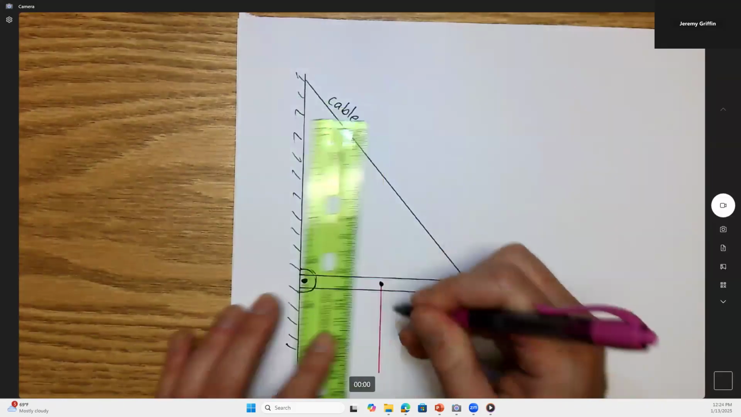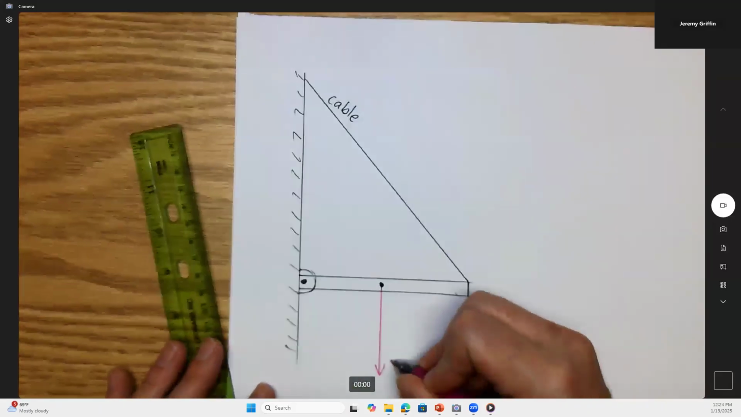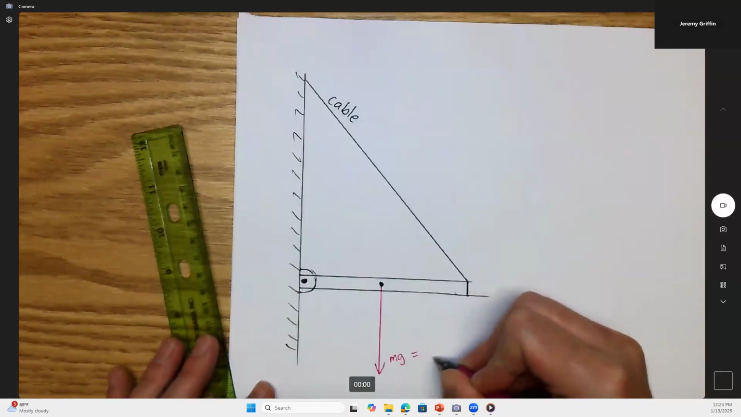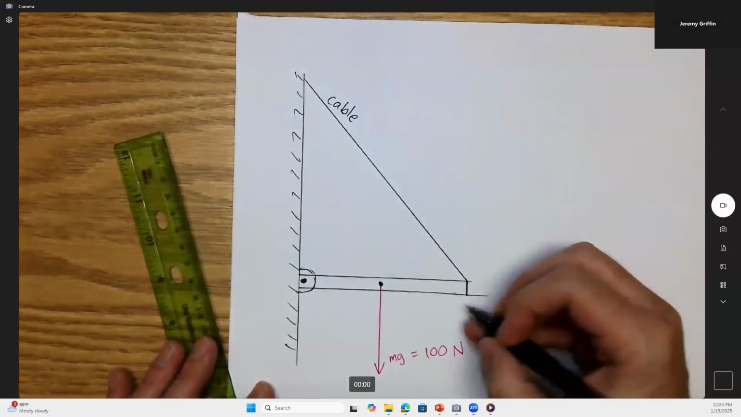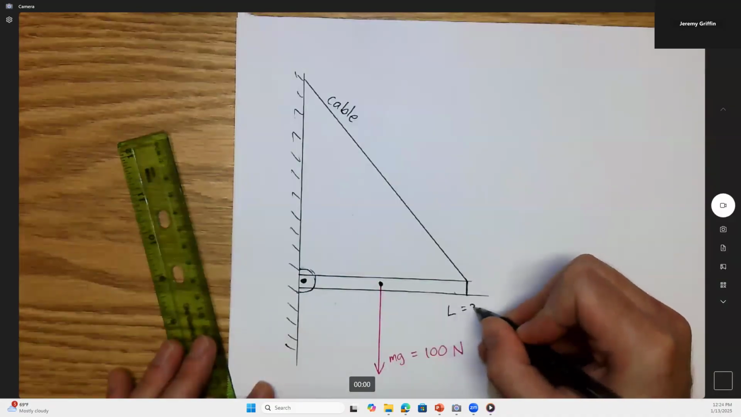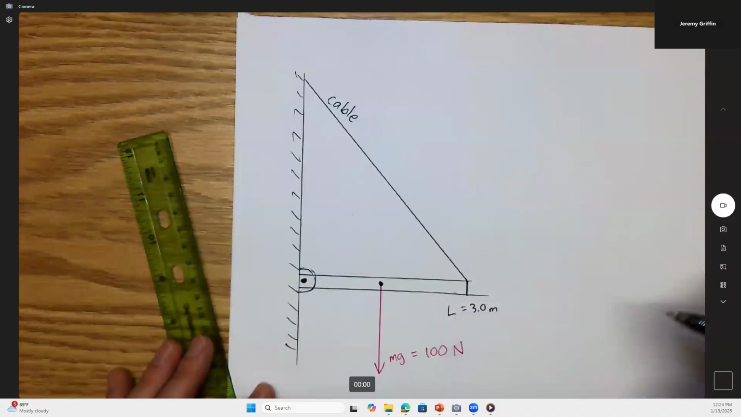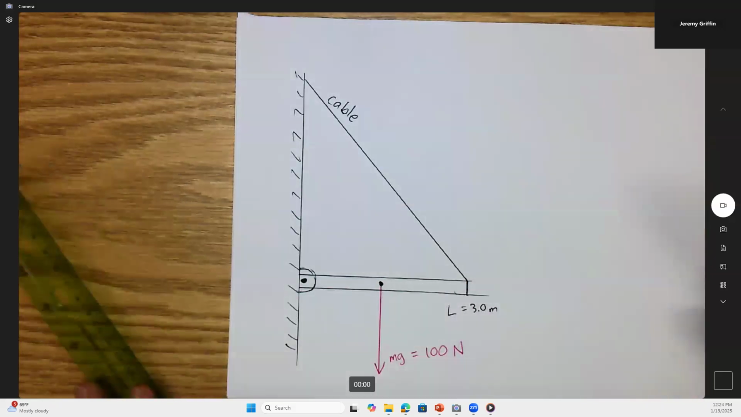I really only gave you one force, and that's the weight of the beam. So say mg, the weight, is 100 newtons. 100 newtons weight beam. I told you the length here could be 3.0 meters. So we got that.